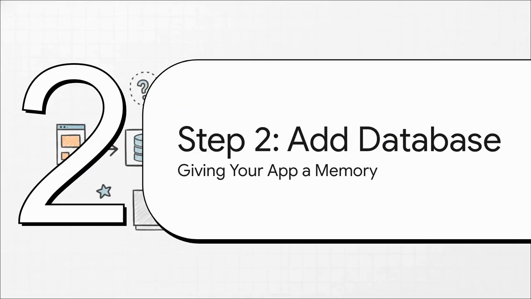All right, so our server is built. It can listen for messages. Awesome. But what happens when it gets an order? It can't just have the memory of a goldfish and immediately forget it, right? Our app needs a brain. It needs a memory. And that is where the database comes into play.